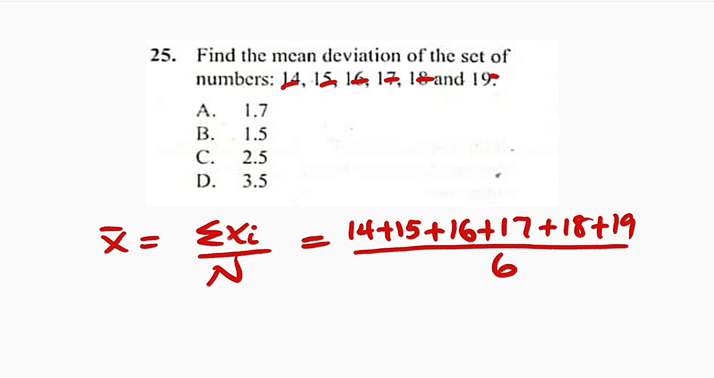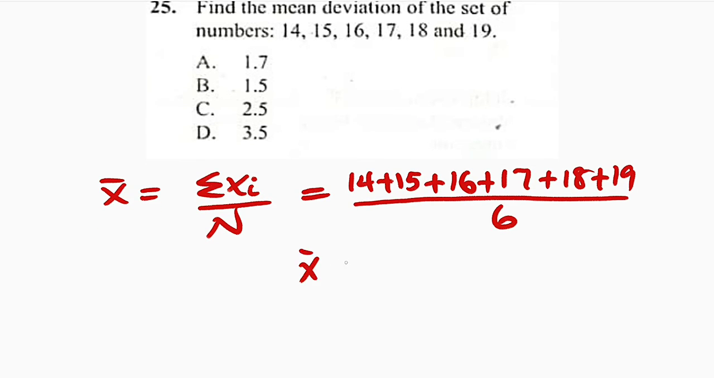There are 6 in the number. We divide by 6. So let me use my calculator. 14 plus 15 plus 16 plus 17 plus 18 plus 19. Then we divide by 6. We have 16.5. Therefore, the mean is equal to 16.5.